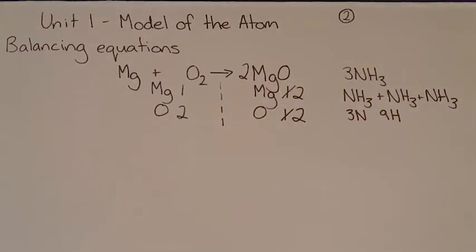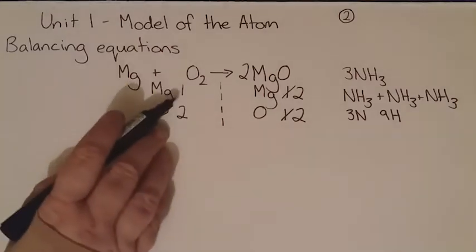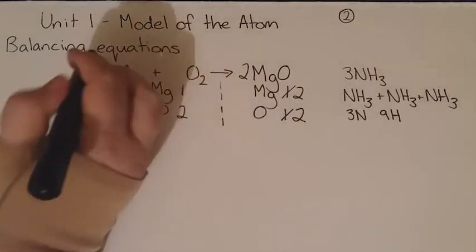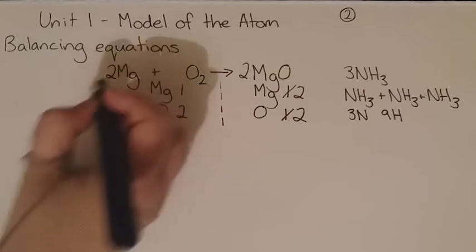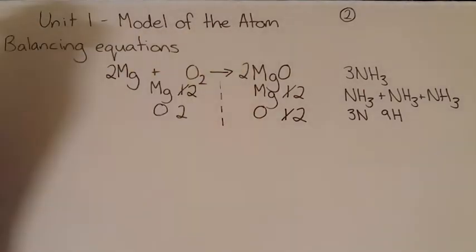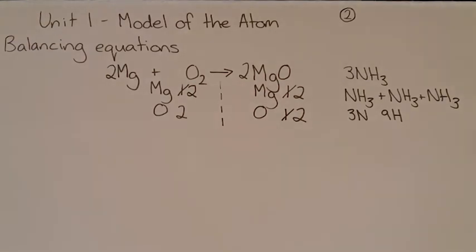So whilst this solved our problem with the oxygen atoms because they now balance, we've got a problem with the magnesium atoms. So again, we do the same question. What do we need to multiply 1 by to get 2? So we'll put a 2 in front of the magnesium, which means we've now got a balanced equation.